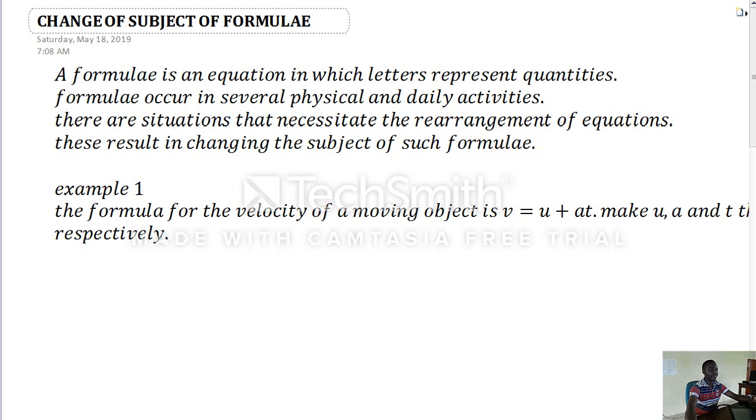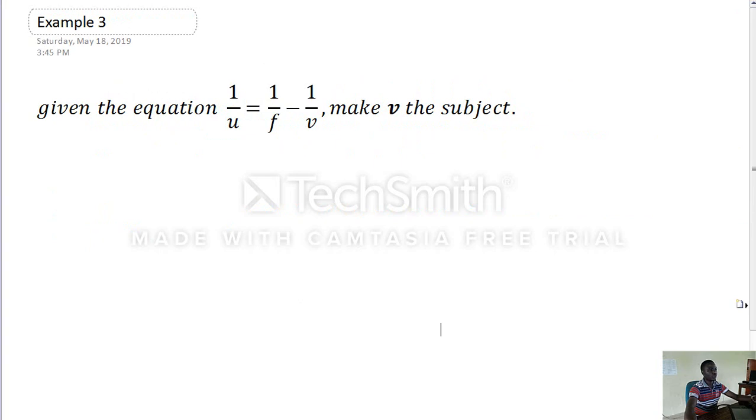Previously, we defined a formula as an equation in which letters represent quantities. And we said formulae occur in several physical and daily activities, and there are situations that necessitate the rearrangement of equations, which results in changing the subject of such formulas. In our previous class, we solved some simple equations. In this class, we are going to continue with some more complex examples or equations as stated on the board.